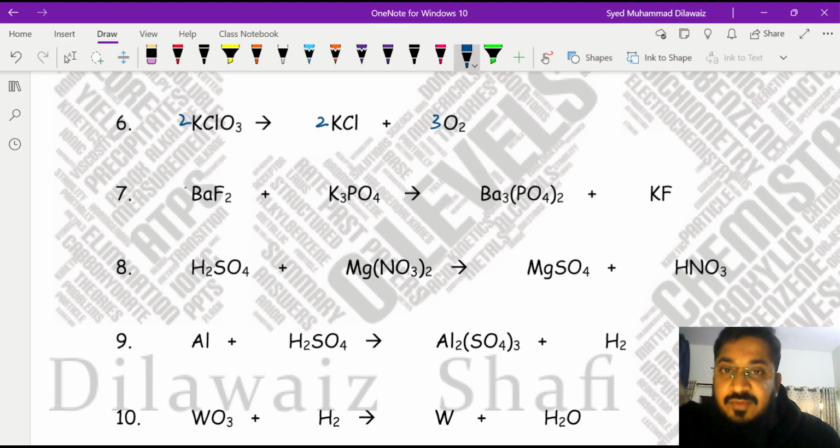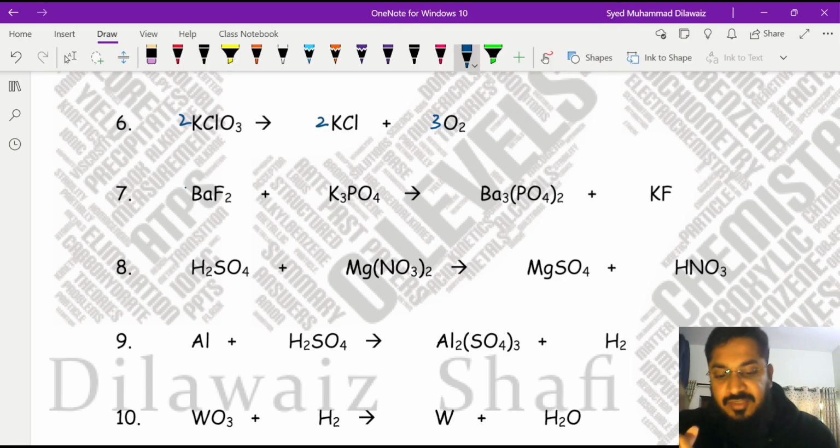We're going to start with equation number three. We left with BaF2 combines with K3PO4 to form Ba3(PO4)2 and KF. Whatever is being formed, we are not concerned with it. We just need to balance the equation. On the left side, which is called the reactant side, we need to put some numbers to convert the odd numbers into even ones.